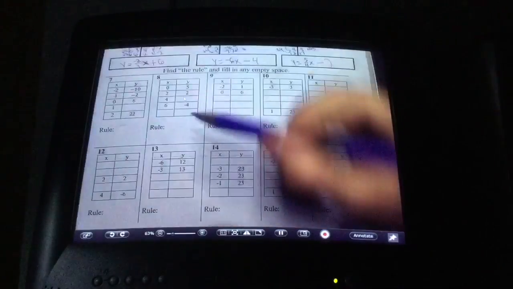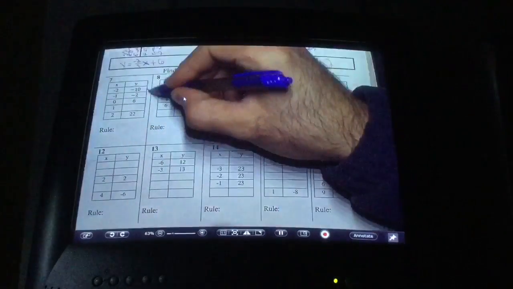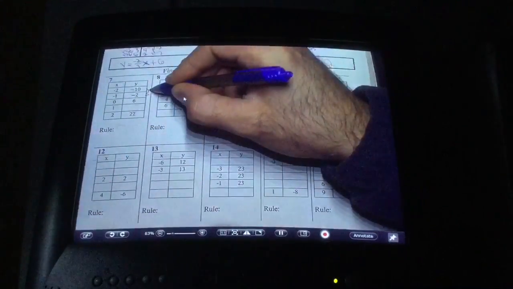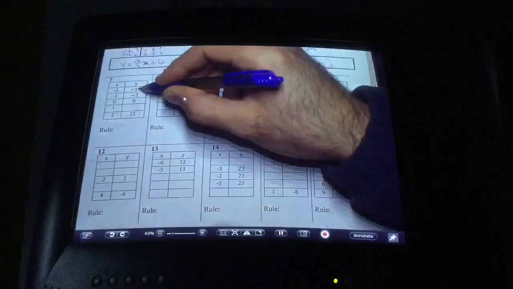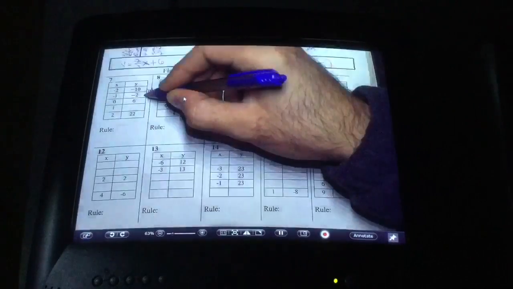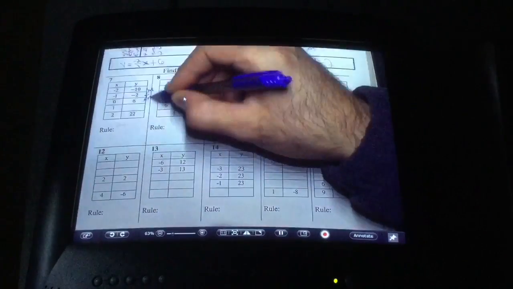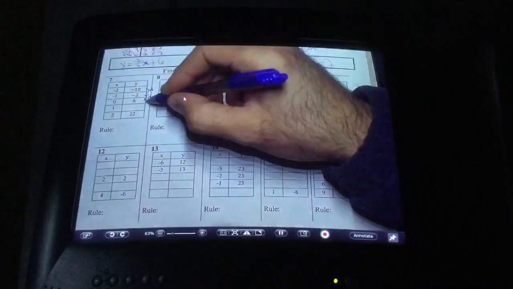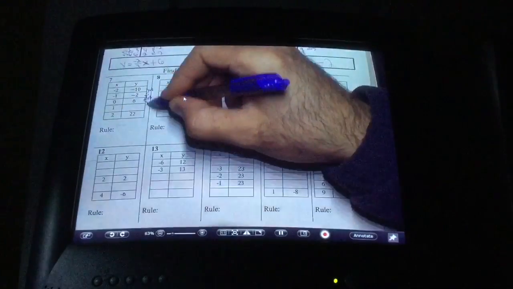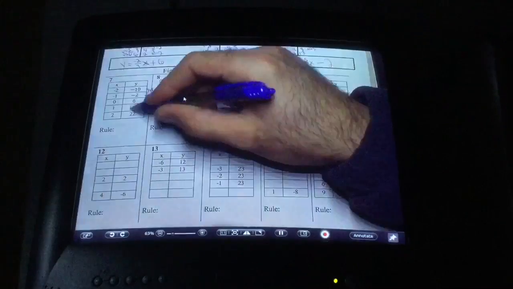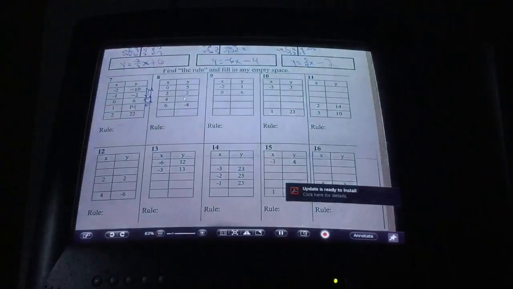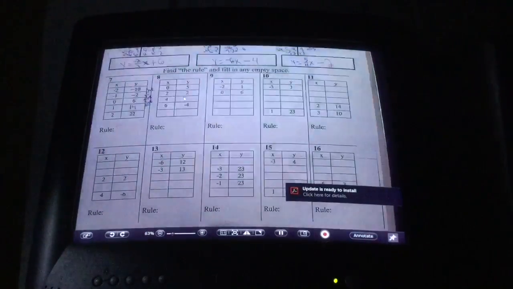Now, over here, you can see that each time you're going to the next one, you are adding a value of 8. So to get from -10 to -2, you add 8. To get from -2 to 6, you add 8. So what we need to do to get to the next one is add 8. So 6 plus 8 is 14. All right? So that's the filling in the blank part.